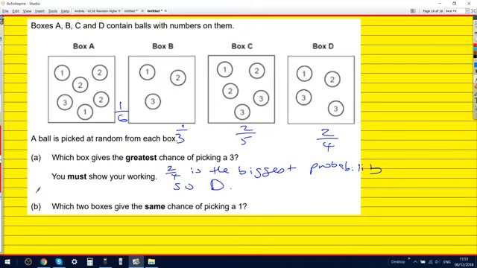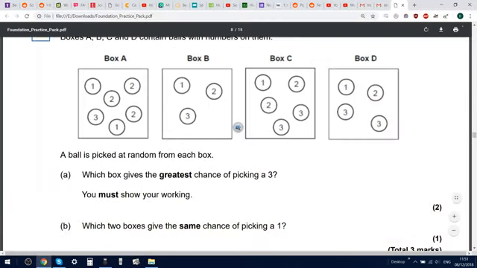Okay. And B. Would it be A and no, it'd be B and D, wouldn't it? So that's 1 out of 3. And D is 1 out of 4, isn't it? Yeah. Would it actually, no? Would it be A and B? Yes. A and B. 2 out of 6 and 1 out of 3. That's a 1-mark question, so you don't have to show working. Okay.